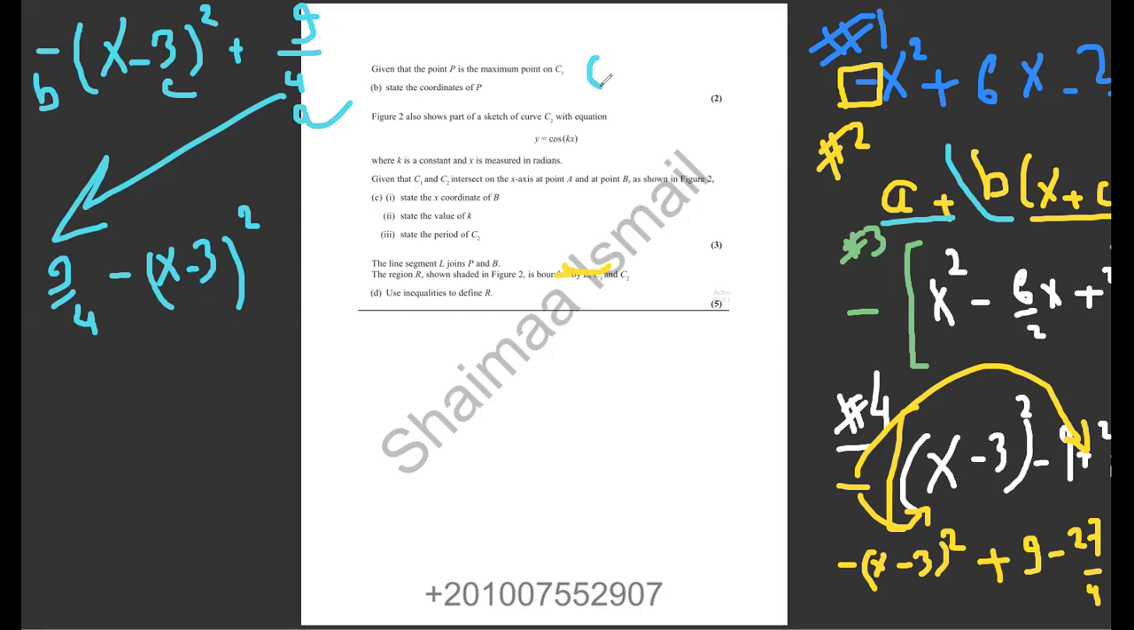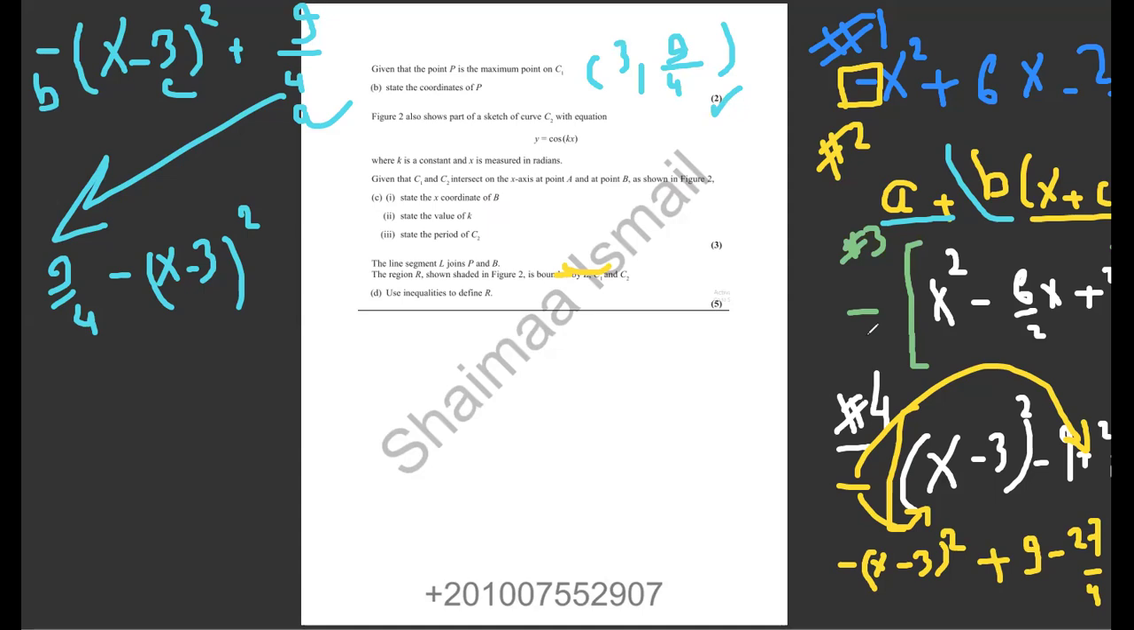The point will be 3 on the x-axis and 9/4 on the y-axis, and we're going to do another 2 marks. The total of 5 is 5 out of the 30 marks. Okay, let's complete. Where k is a constant. Okay, now figure 2. We now come to the part with the trig graph.